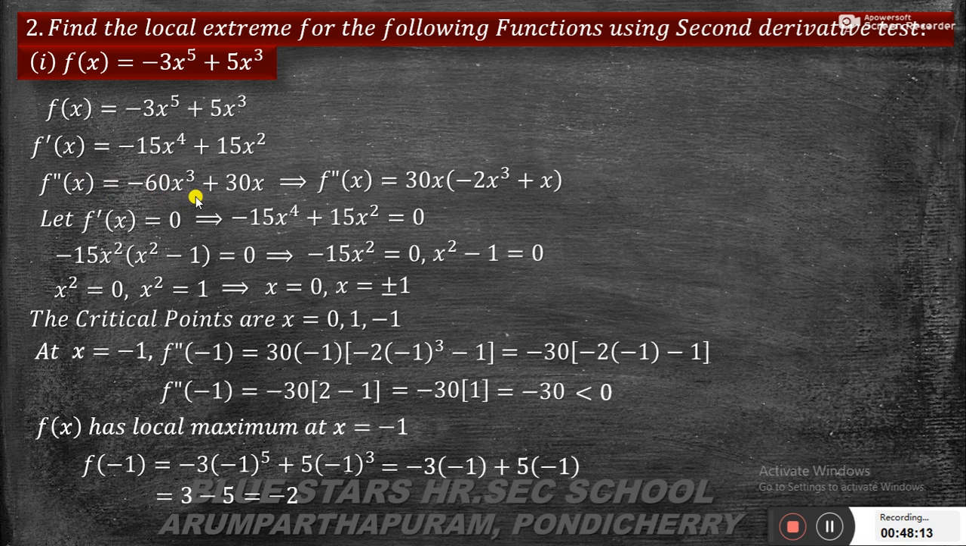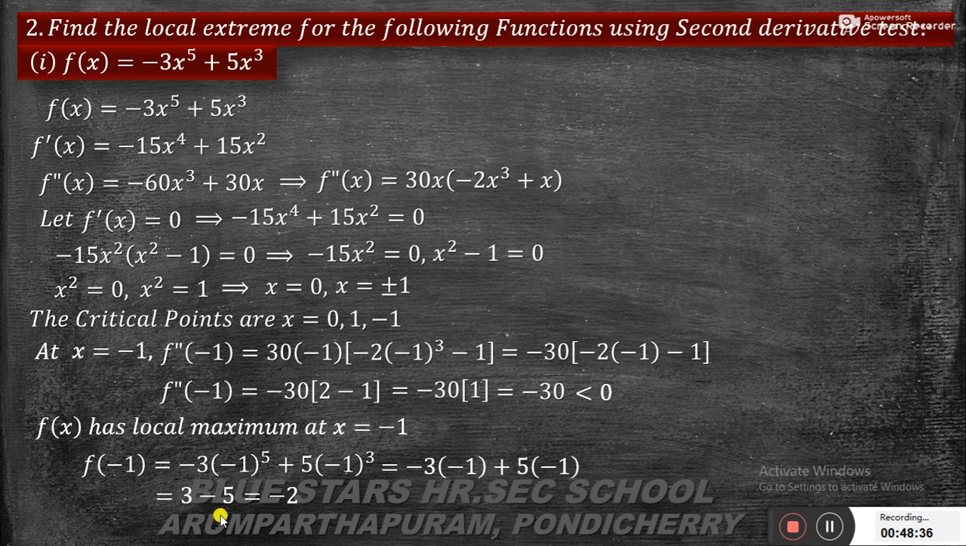Now we find the local minimum value. So x equal to minus 1 is a local minimum, not a maximum, because our f double dash of minus 1 comes to the answer plus 30, not minus 30. Plus 30 is greater than 0. You just substitute in this equation, not in the second equation.